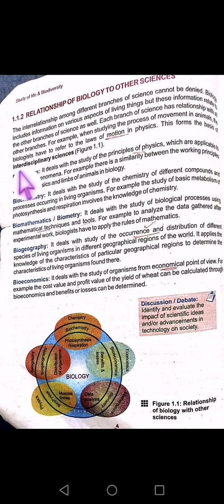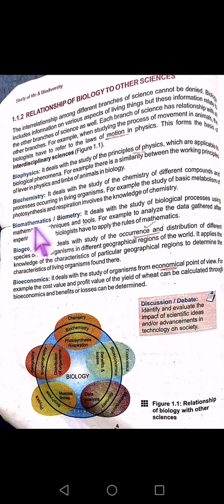Then comes biophysics. It deals with the study of principles of physics that are applicable inside the living body or for the functioning of the living body. This branch of biology actually helps us to use the principles of physics in the application of biology. For example, there is a similarity between the working principle of a lever in physics and the limbs of humans and animals in biology. How? The lever, the principle of physics, how it functions, and the limbs of the animals, how they are working, are quite similar. Our limbs look like levers.